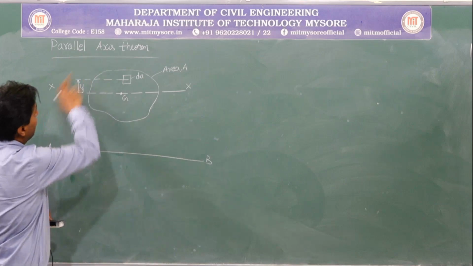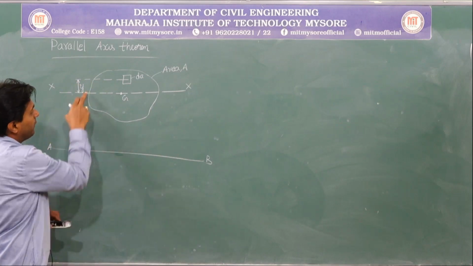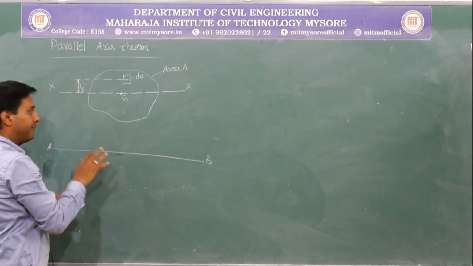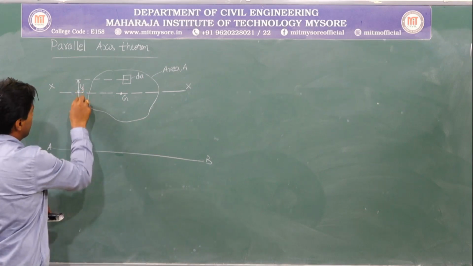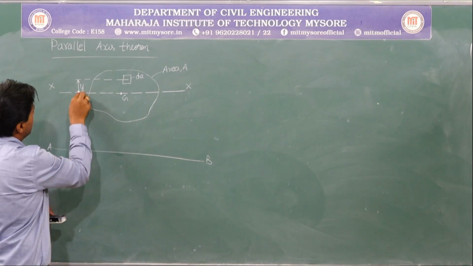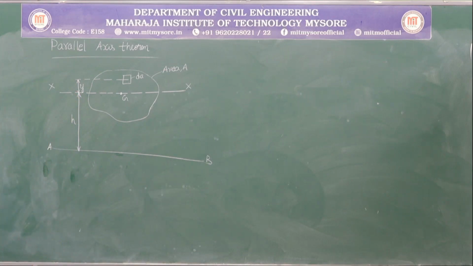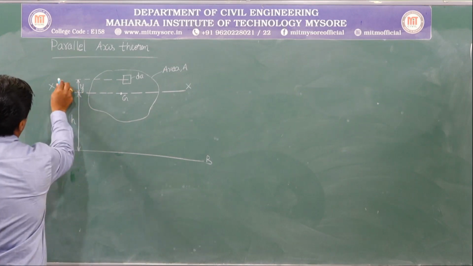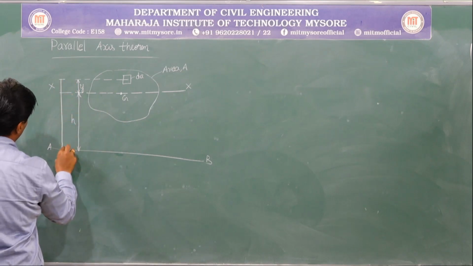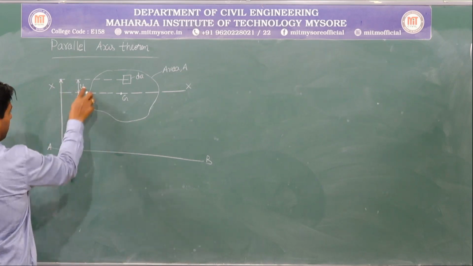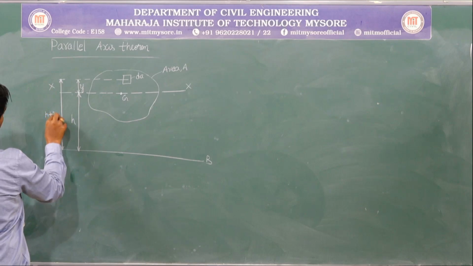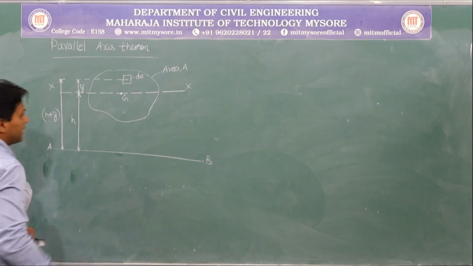So that is nothing but the parallel axis theorem. Whenever you have two parallel axes, I will be defining it. Let me call this H. Any doubts in that particular diagram? So finally the total height will be H plus y.